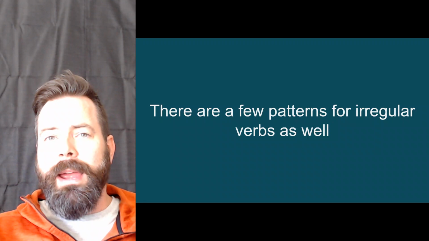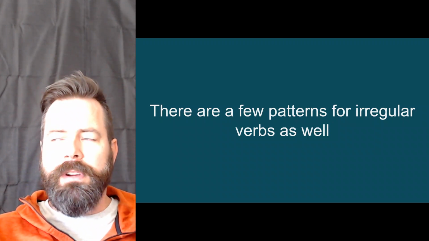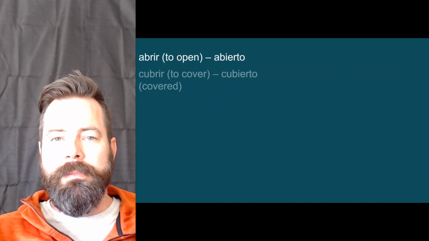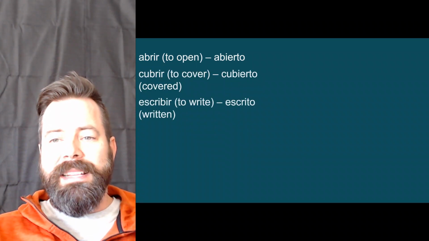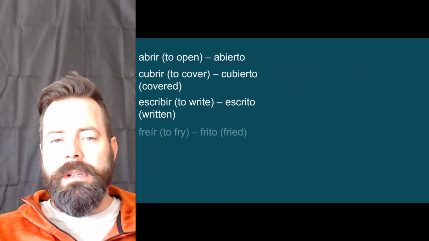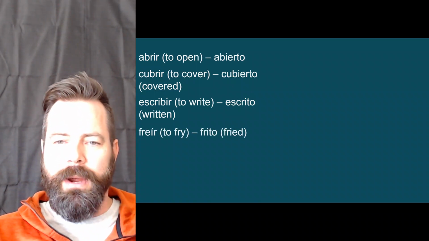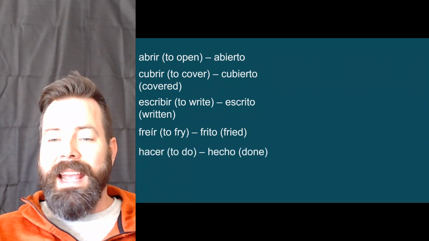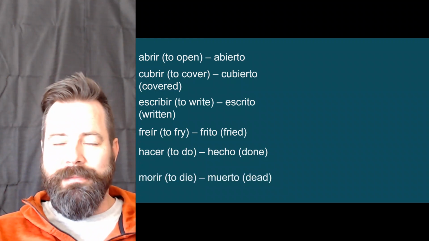There are some irregular patterns that you need to be aware of for these guys. First off, you have a group of 12 irregular verbs. You have abrir, abierto, which means opened. Cubrir, cubierto, covered. Escrito, written. Frito is fried. You know those little corn chips, the Fritos? Now you know why they're called Fritos. They're little fried corn chips. Hacer, hecho, done. Muerto is dead. That's a depressing one.